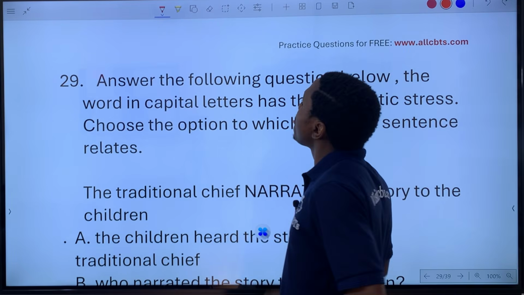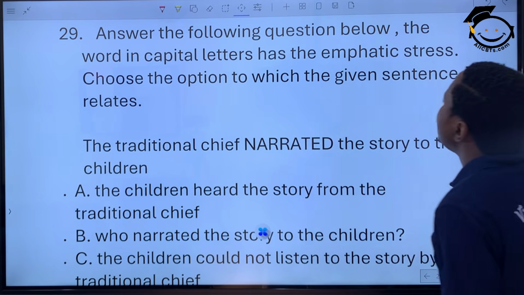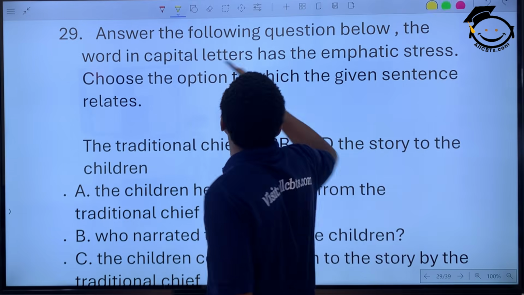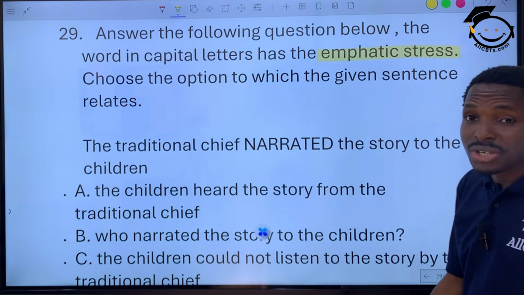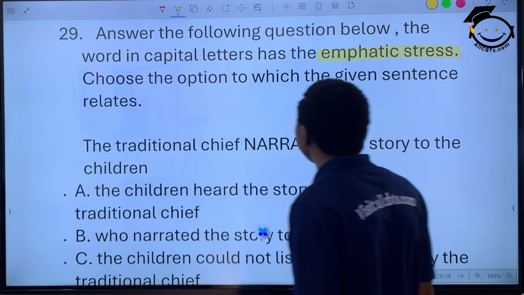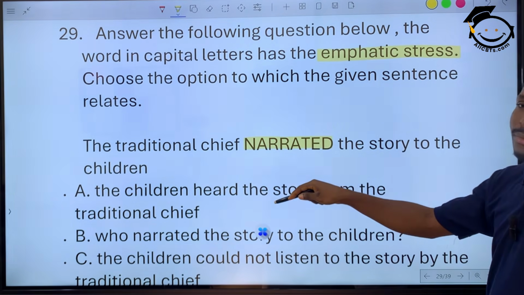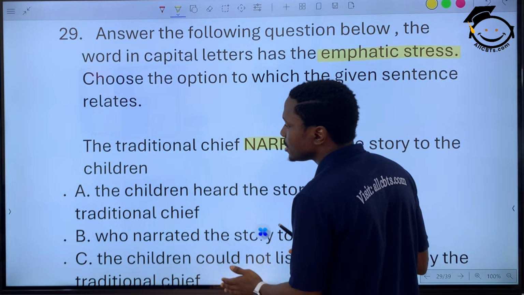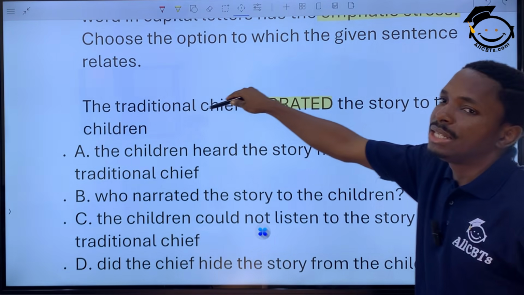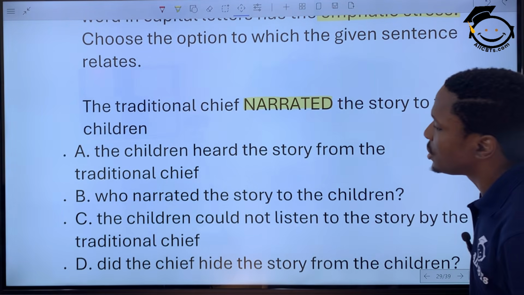Just so you understand. Next, answer the following question below. The word in capital letter has the emphatic stress. So we moved toward emphatic stress. I also did a video on emphatic stress. Alright, so the traditional chief narrated the story to the children. Which of these options answers the stress in this expression? The children heard the story from the traditional chief.